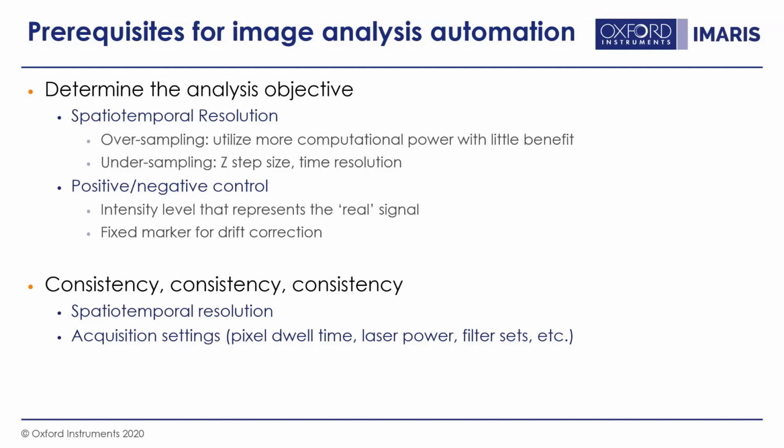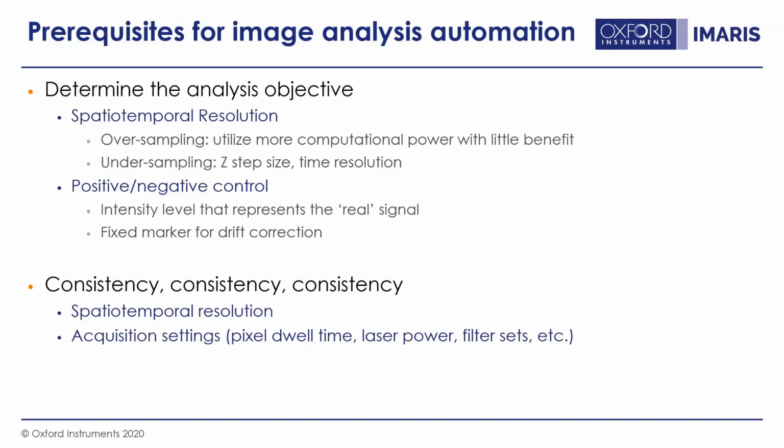If we oversample, for example, if the objects that we're interested in are on the scale of, say, 10 micrometers, like a nucleus, then acquiring the image with 100 nanometer resolution means we'll be working with a much larger image than necessary and utilizing a lot more computational power with probably very little benefit. What happens more frequently, of course, is the issue of undersampling.